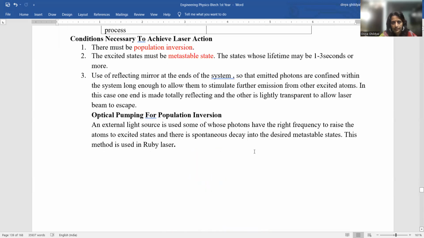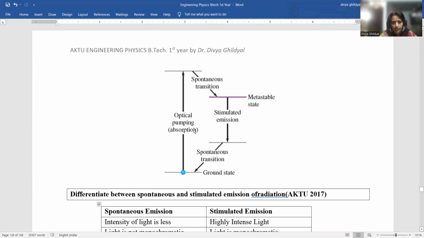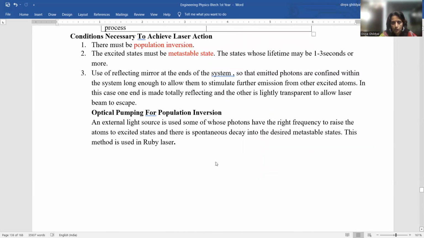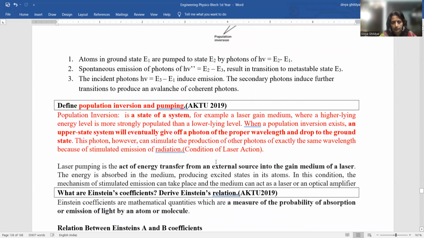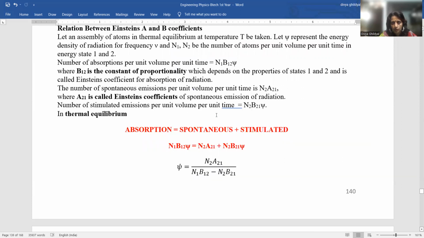Look at this energy level diagram here. Absorption took place, E equals h mu. This energy got used in spontaneous transition and stimulated emission. Stimulated emission gave me the laser light. Spontaneous ones did not give laser light. So this is the expression: absorption gave spontaneous and stimulated.